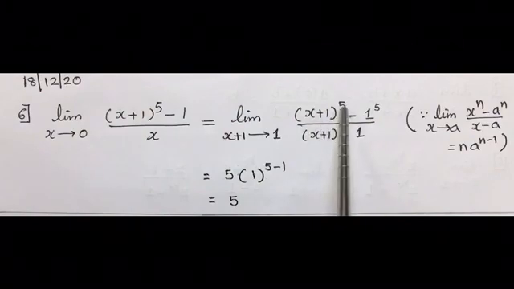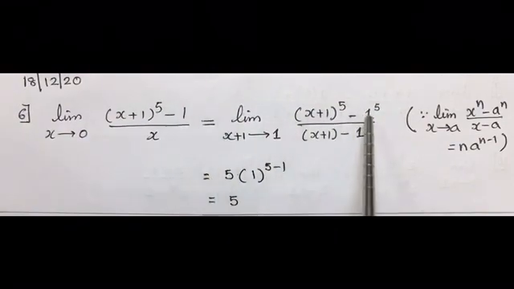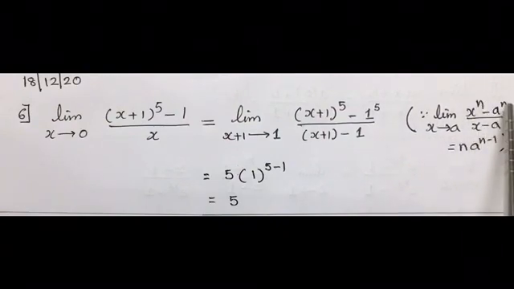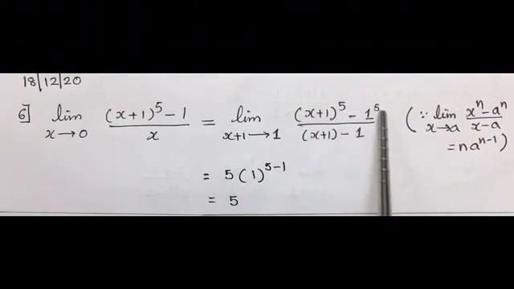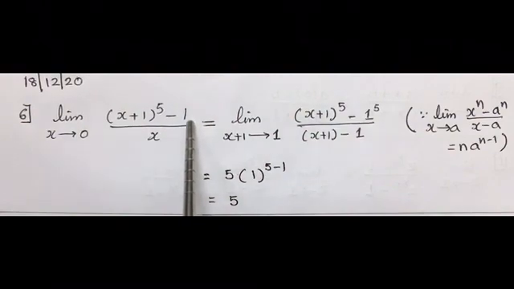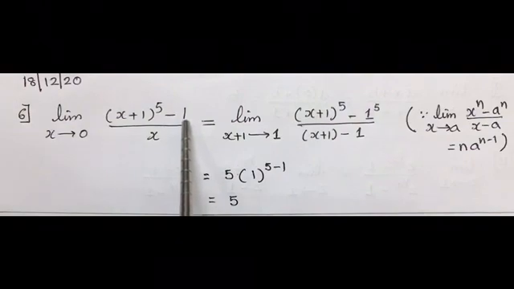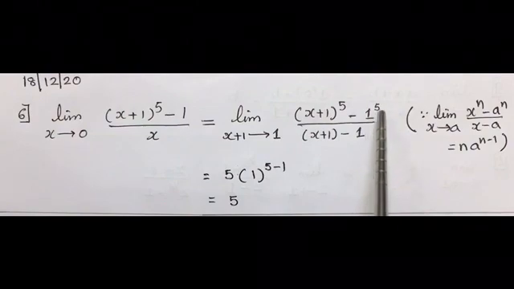x plus 1 raised to 5 is given, so 1 is expressed as 1 raised to 5. So we get x raised to n minus a raised to n. So n and n we have made it same. But when this adjustment we are doing it, then the original value should not be changed. So 1 is expressed as 1 raised to 5. It remains as 1 only.